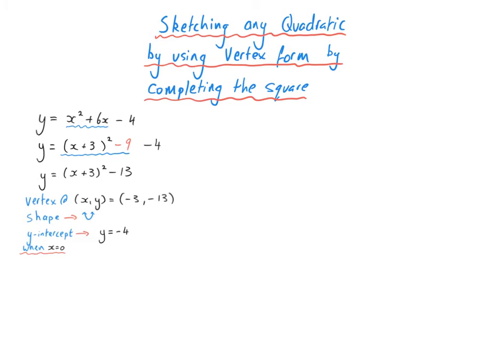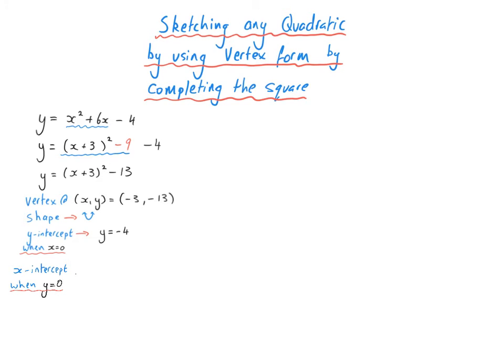Next, the y-intercept is when x equals 0. I can get that most easily from my expanded form. I see it is y equals minus 4. I could also substitute in x is 0 here and get 3 squared, which is 9, take 13, which is minus 4. Now for the x-intercept.